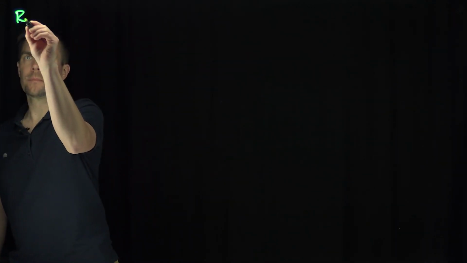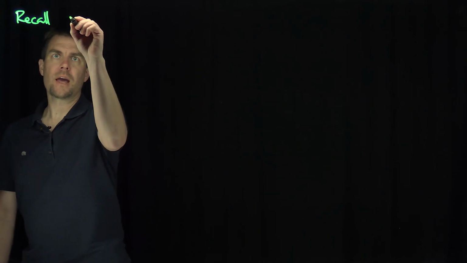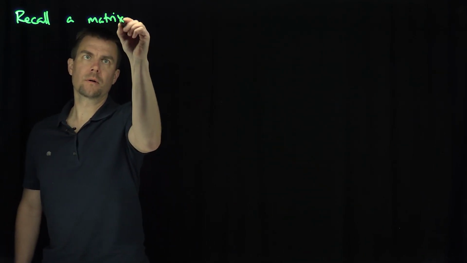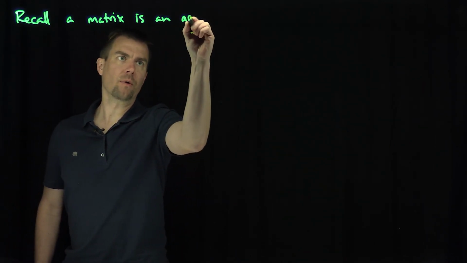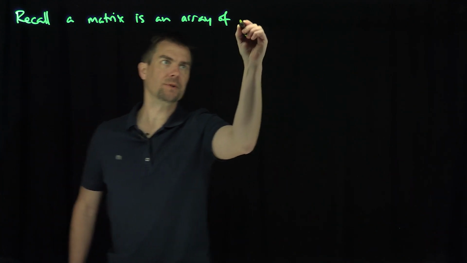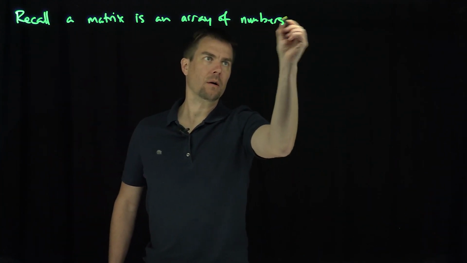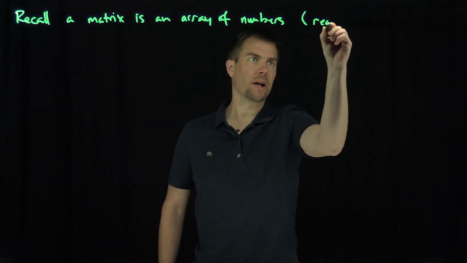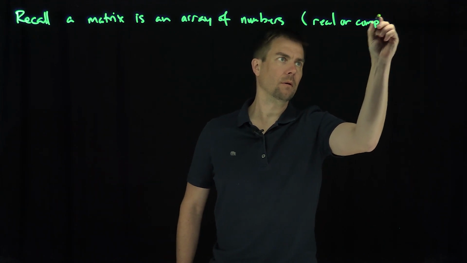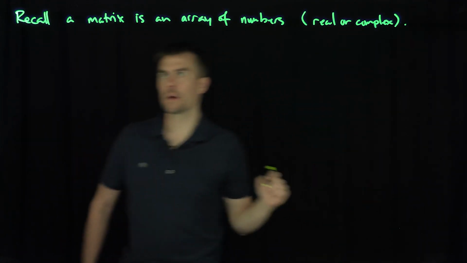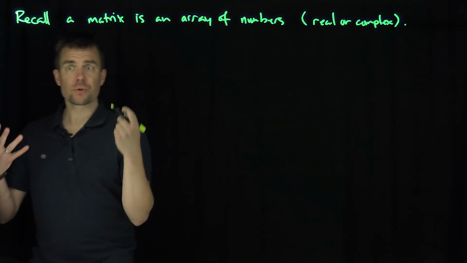Hello students, in this video we'll discuss elementary operations on matrices. Let's recall, a matrix is an array of numbers. For us, it can either be real or complex. Okay? So it's an array of numbers, and how is this array configured?